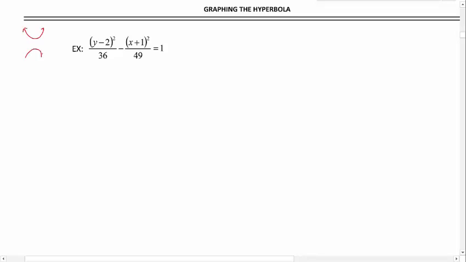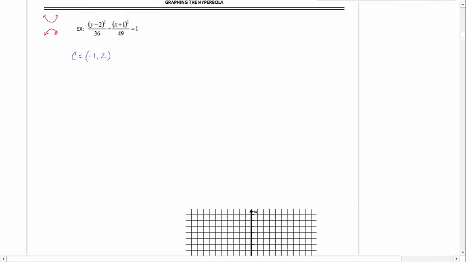We have parentheses, so we're going to use h and k to identify our center. Remember that h is always with x and k is always with y, so our center is going to be (-1, 2). I am now going to plot my center and then draw in my rectangle. So my center is (-1, 2).